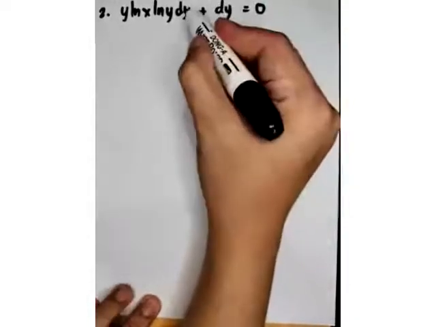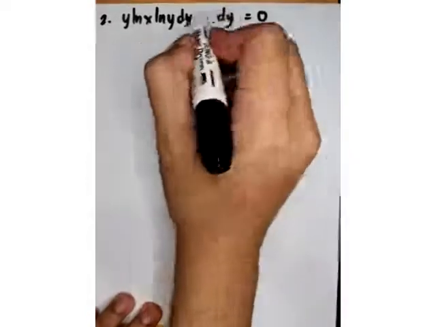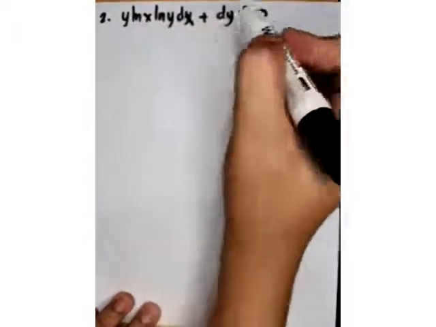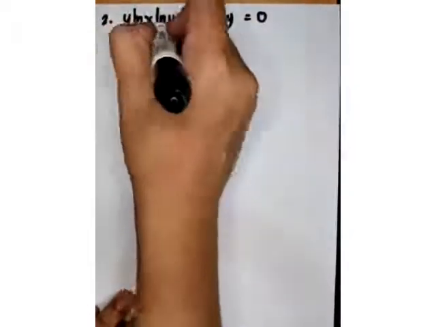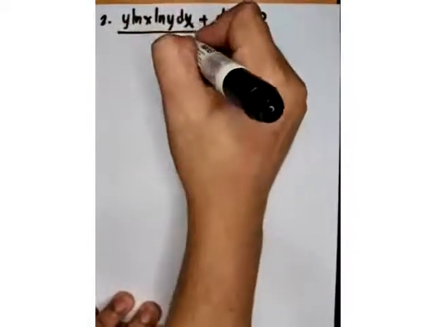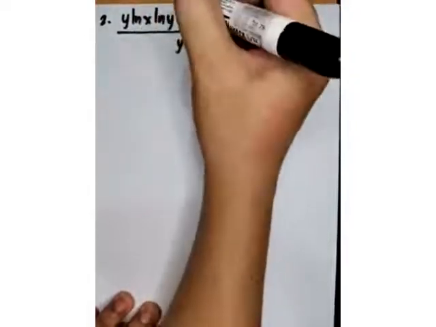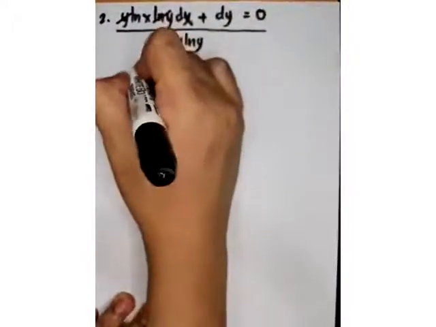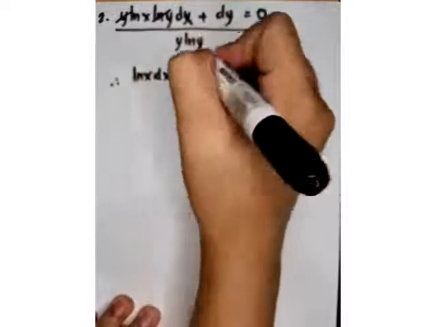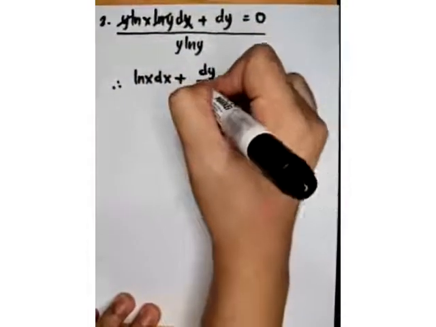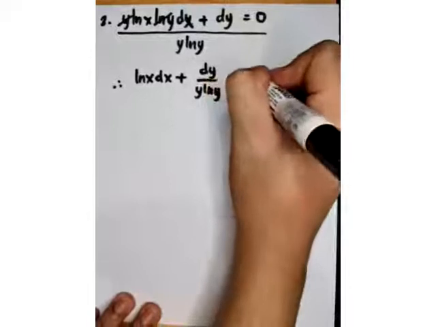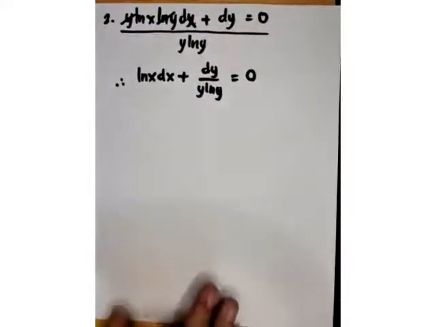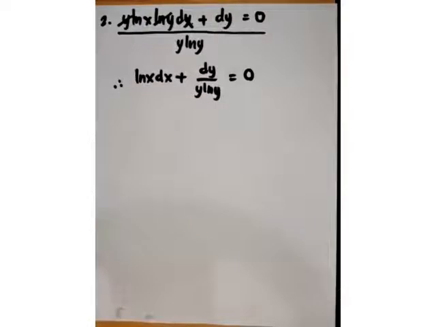So, isa-separate natin siya. Kung nandito yung dx, tapos nandito yung dy, dapat lahat ng x nandito sa kasamang dx. And then lahat ng y dapat kasama nun. So, that means, ang tatanggalin natin yung y at saka ln of y. So, we can cancel yung ln of y. Ayan. So, therefore, ang equation natin ay naging ln of x dx plus dy over y ln of y. So, that's equal to 0. Ayan. Medyo mag-aano tayo ng mga integration technique.